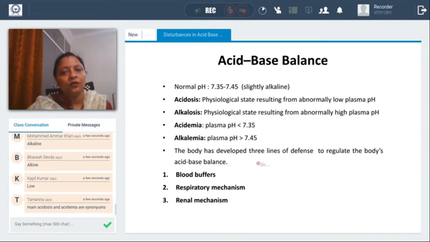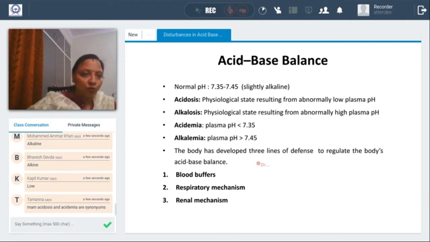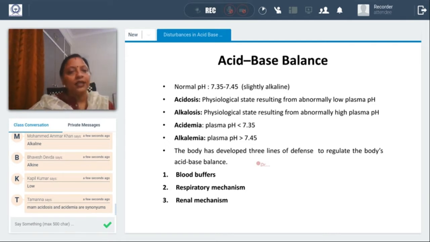Now the body has developed 3 lines of defense to regulate the body's acid-base balance. You all know, first and foremost important is blood buffers, second is the respiratory mechanism, and lastly the renal mechanism. We have already read this: blood buffers, then respiratory mechanism, and lastly renal mechanisms. So the body has developed 3 lines of defense to regulate the body's acid-base balance.